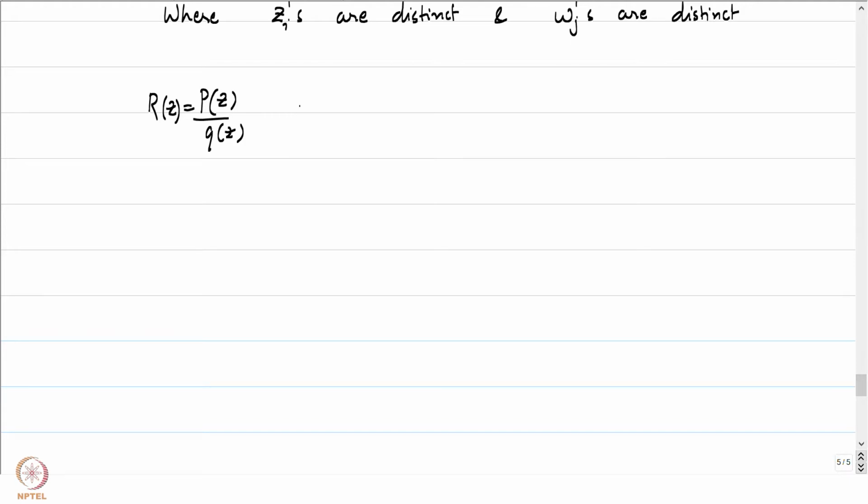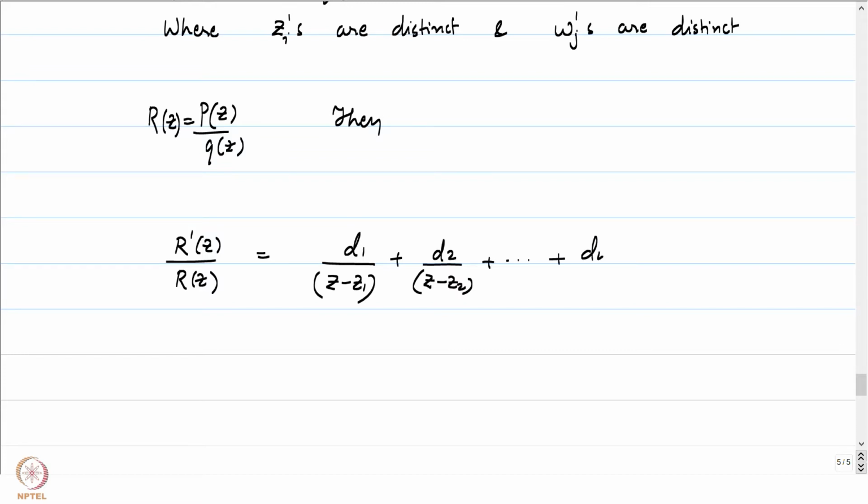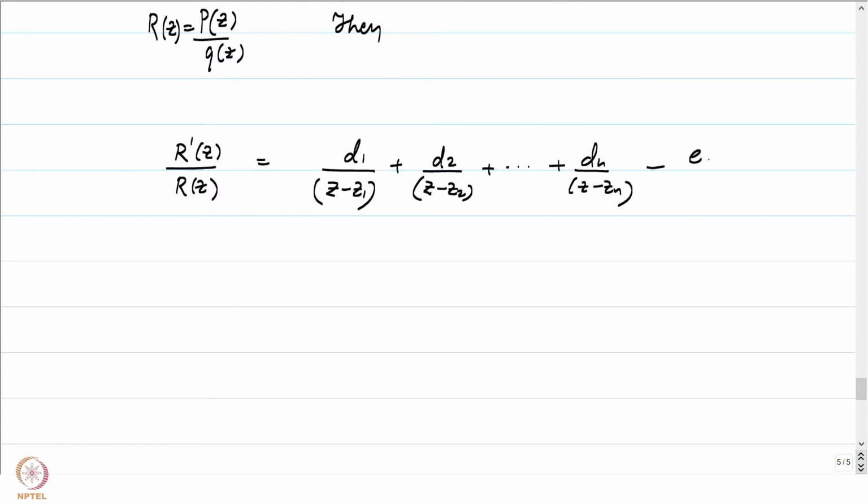The log derivative here is just going to be equal to, then by using an induction argument, one could argue that R prime of z by R of z is going to be equal to d1 by z minus z1 plus d2 by z minus z2 plus all the way up to dn by z minus zn. This is in the case of the things which appear in the numerator, and below this is going to be minus E1 by z minus W1 minus all the way up to minus Em by z minus Wm.